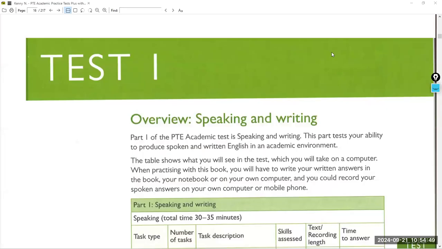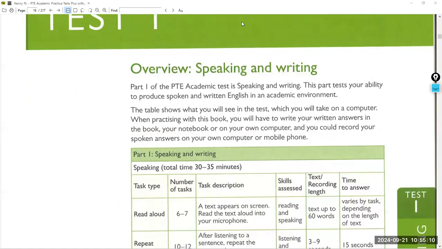Okay. So now I think, Dalia, we have to start talking about part one. Part one, as we said, is about speaking and writing. But first of all, we have to discuss the overview about speaking and writing. Then we have to go into details. We have to discuss the tasks about part one, which is about speaking and writing.